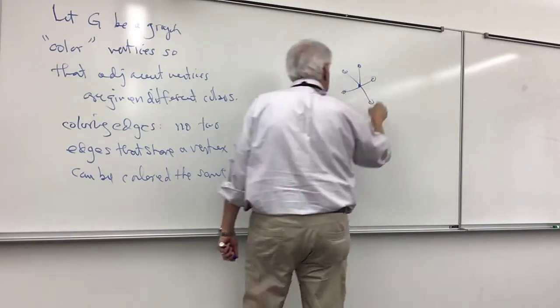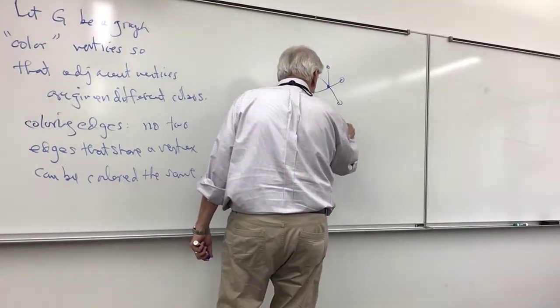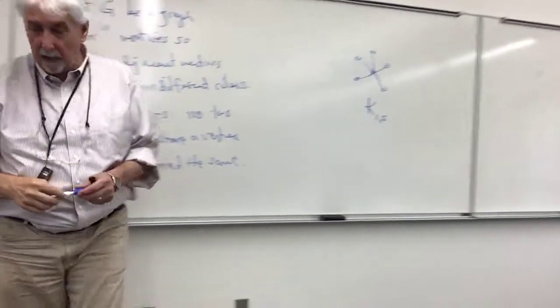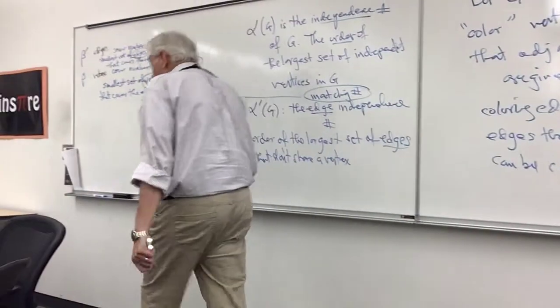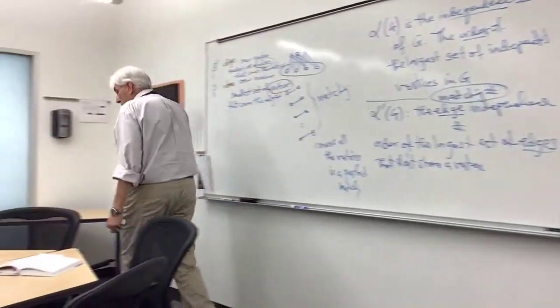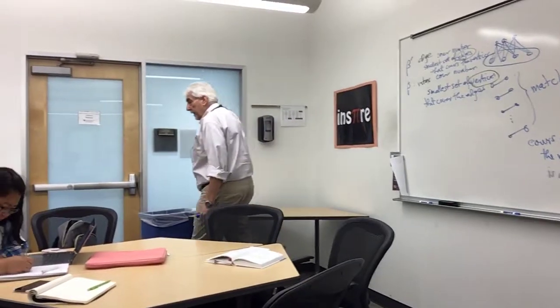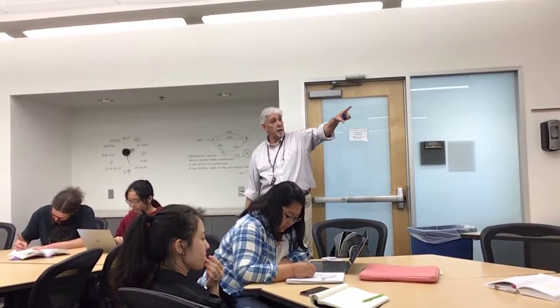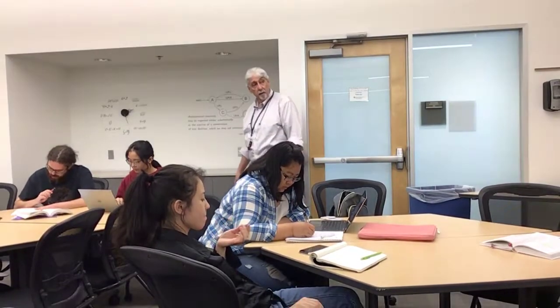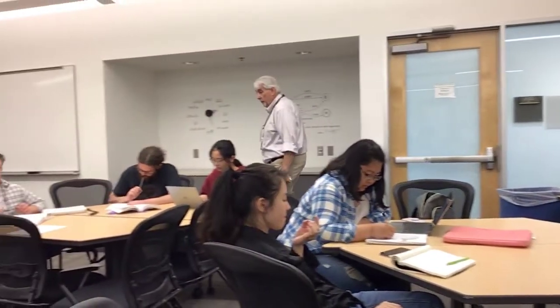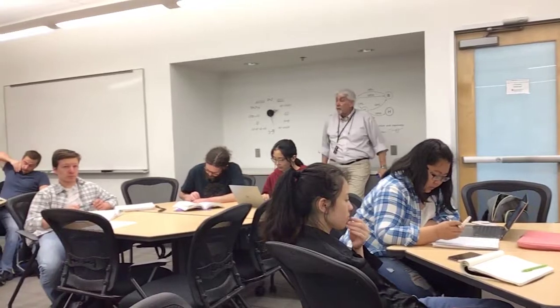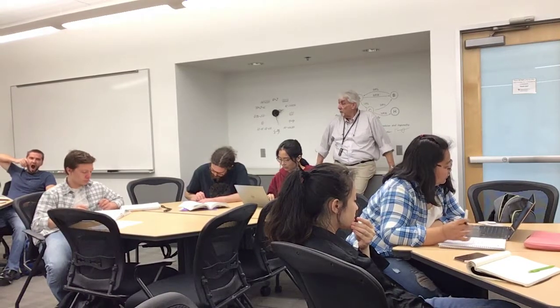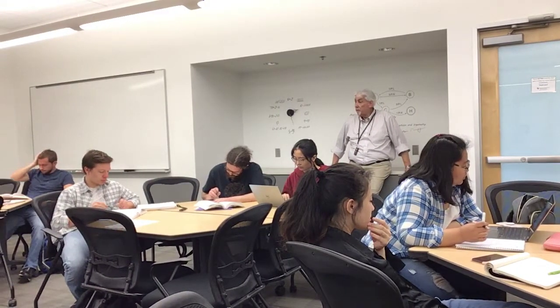Okay, just to remind you, we haven't used this notation in a while. This is K15. What's the order of the largest set of independent vertices? In other words, the independence number, the order of the largest set of independent vertices. So this is the largest set on... Five.